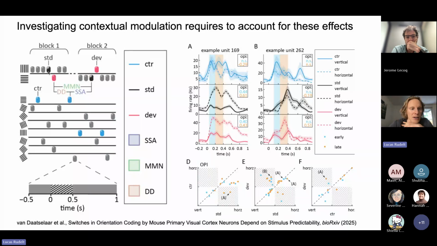Now, these blocks are only 5 minutes in their case. So they have few trials, they have only 20 trials per stimulus.